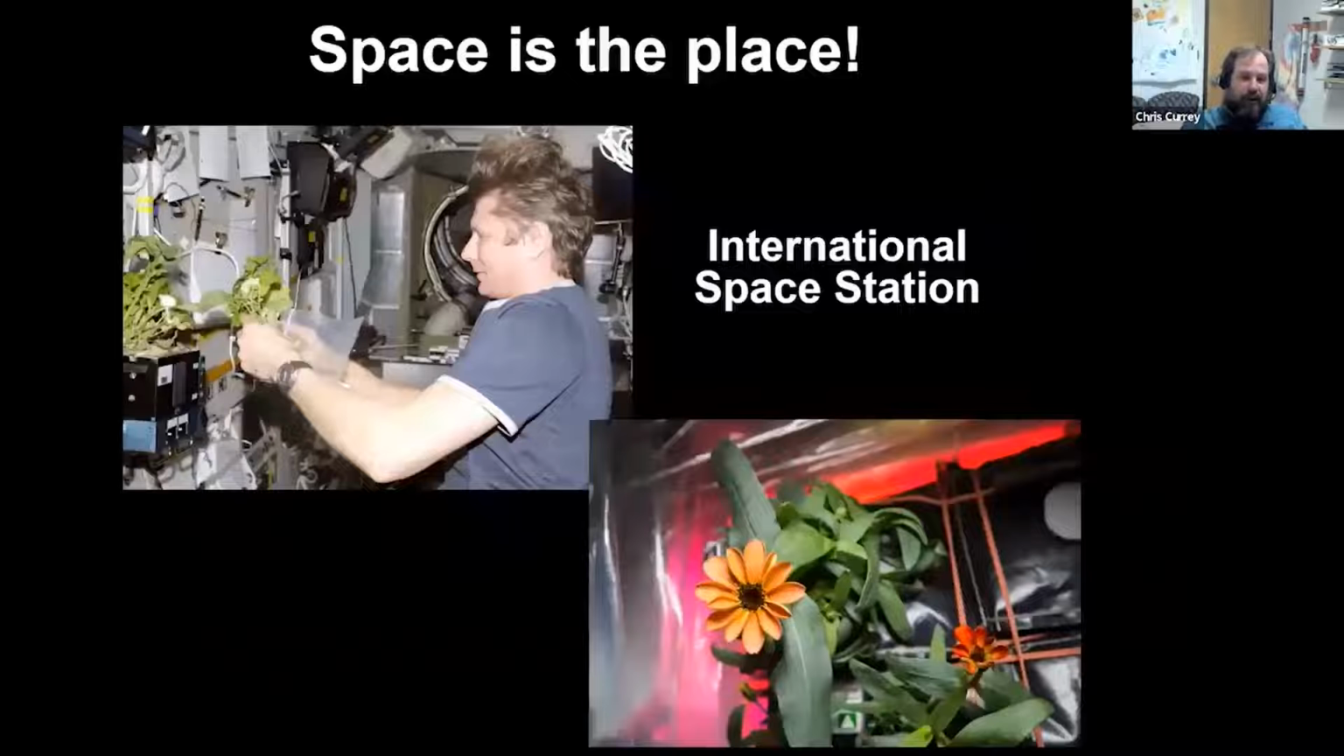And let's not forget about space, the final frontier. It is also a controlled environment used for crop production. So here we have some images of some astronauts on the International Space Station. And on the left-hand image, they're harvesting arugula from NASA's Veggie Pillow, which is one of their systems that they use to grow plants hydroponically in space.